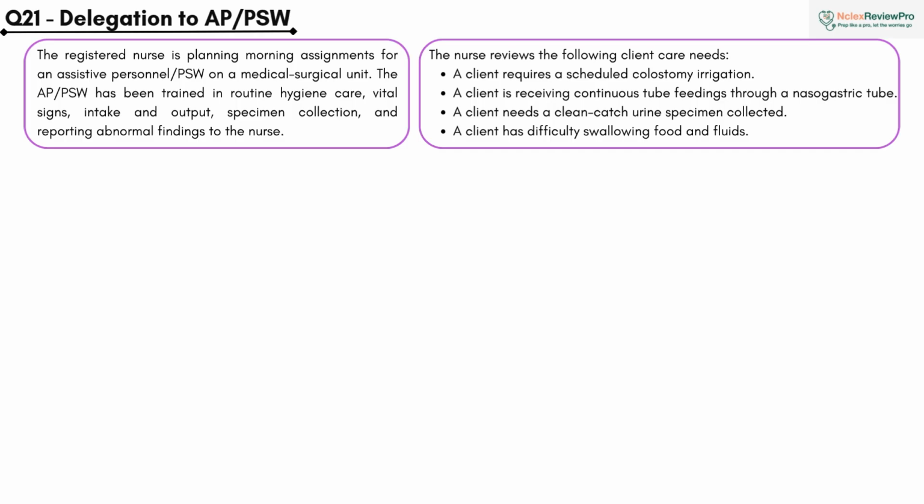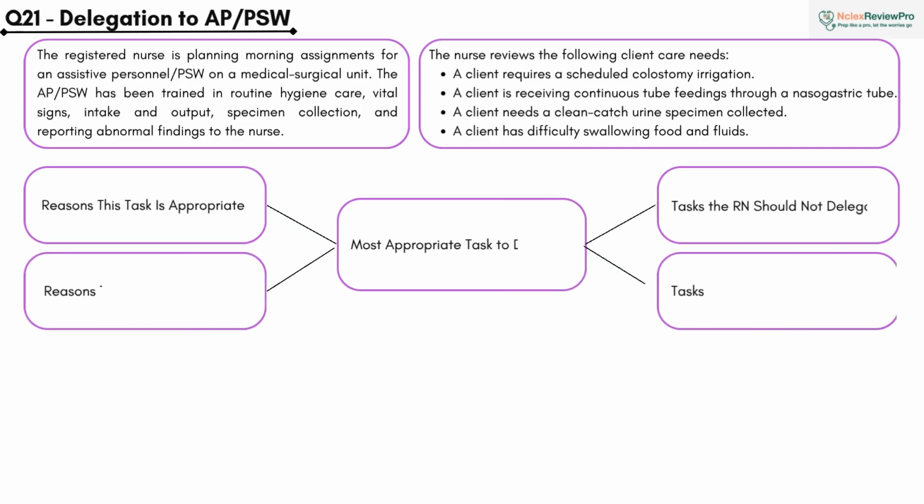And a client has difficulty swallowing food and fluids. And the question is asking you to complete the bow tie by selecting 3 things. First, 1 most appropriate task to delegate. Second, 2 reasons this task is appropriate. And third, 2 tasks the RN should not delegate to the AP or PSW.